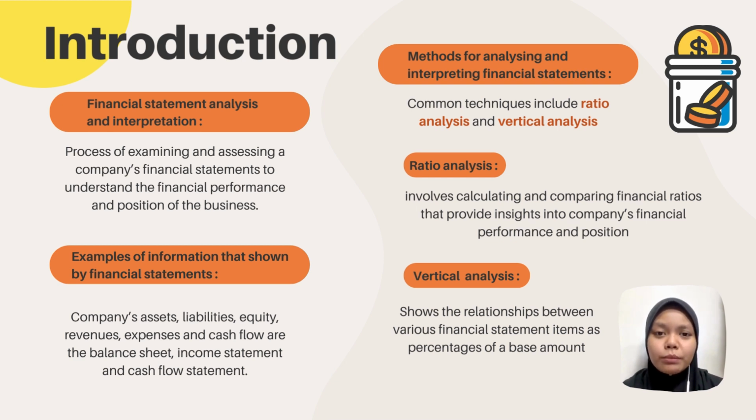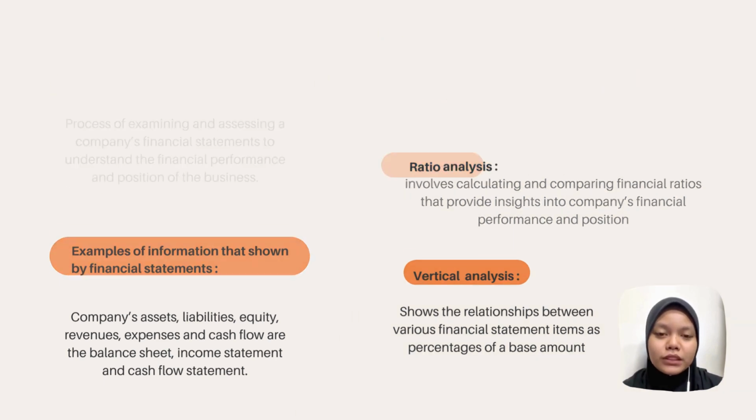There are two methods that we can use for analysing and interpreting the financial statements, which are ratio analysis and vertical analysis. Ratio analysis involves calculating and comparing financial ratios that provide insight into the company's financial performance and position. Vertical analysis shows the relationship between various financial statement items as a percentage of a base amount.